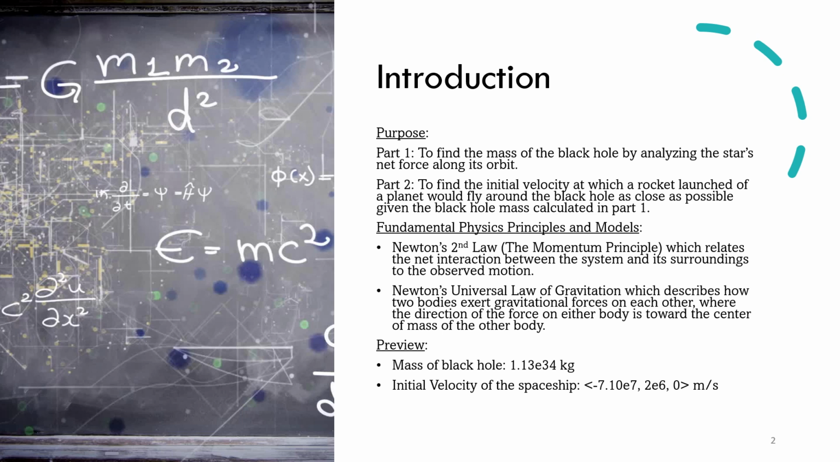And for a brief preview, in Part 1 we get that the mass of the black hole is 1.13 times 10 to the 34th kilograms, and in Part 2 the closest approximate initial velocity is negative 7.1 times 10 to the 7th meters per second in the x component and 2 times 10 to the 6th meters per second in the y component.